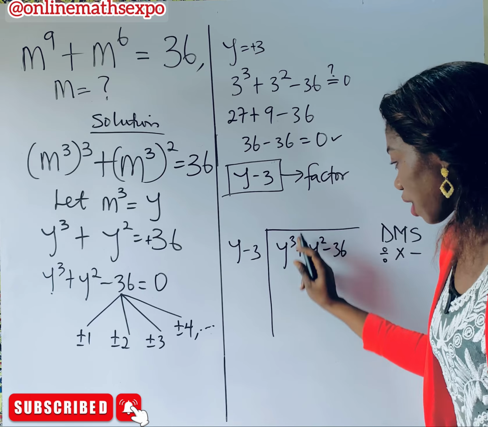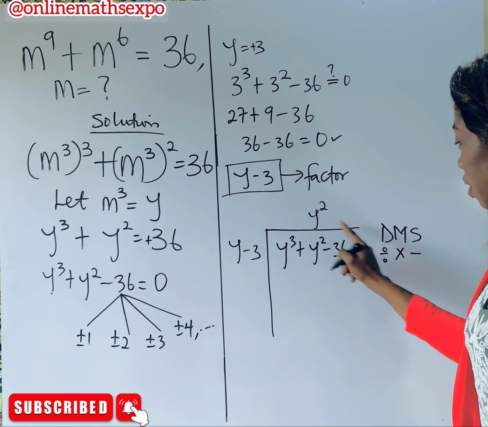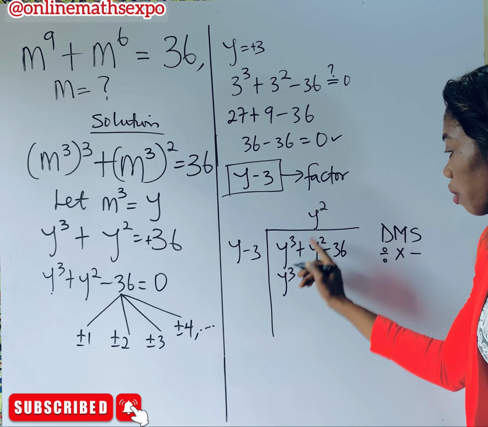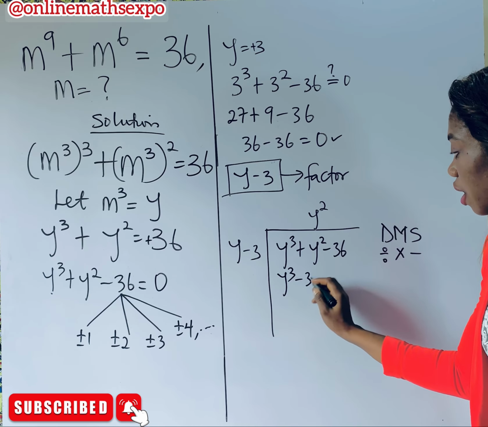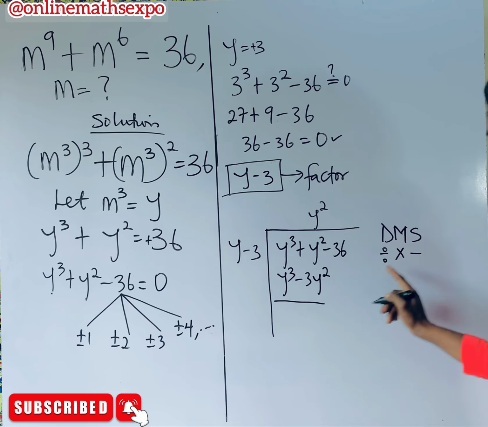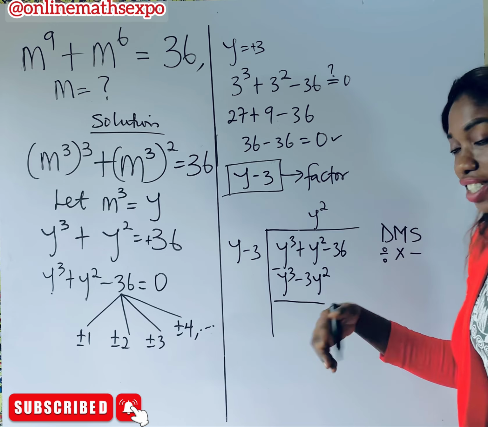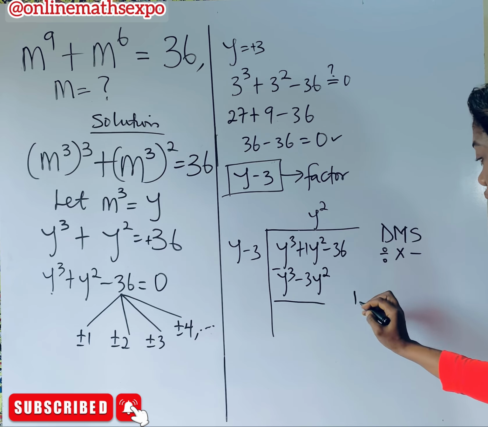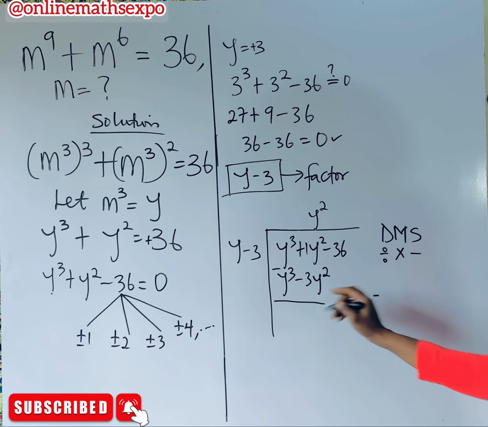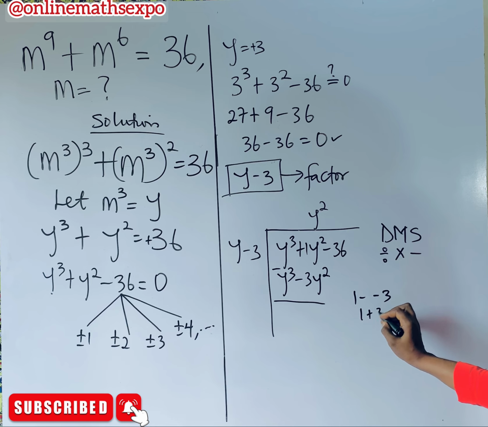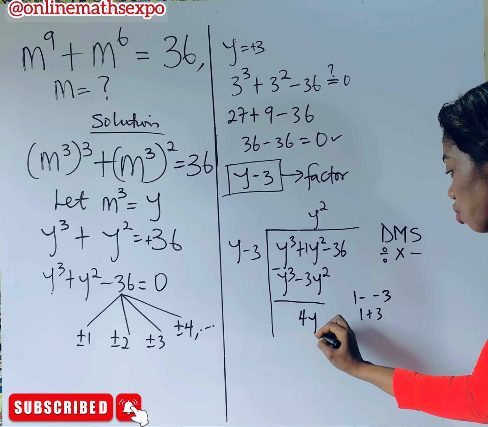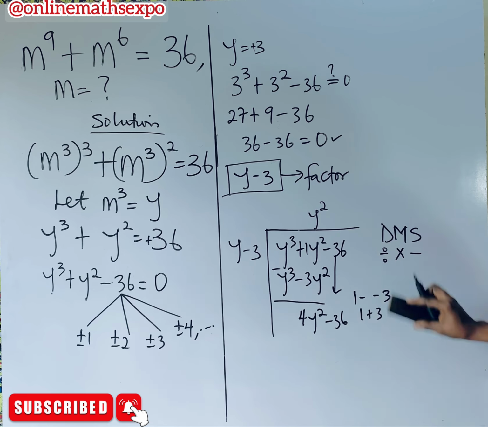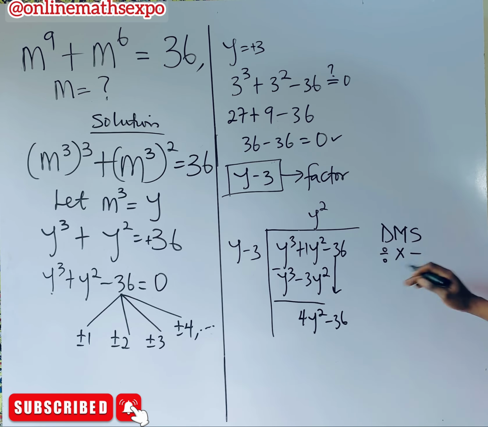y will divide y cubed to give us y squared. You multiply. y squared times y will give us y cubed. Multiply this, it will give you negative 3y squared. Then you subtract. This minus this is gone. This is 1 here, remember? So 1 minus negative 3 will give us 1 plus 3, which is 4y squared. You bring down this negative 36. I hope it's clear. So repeat the cycle again.